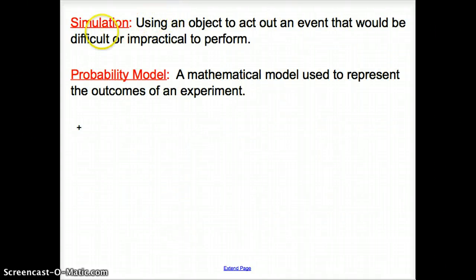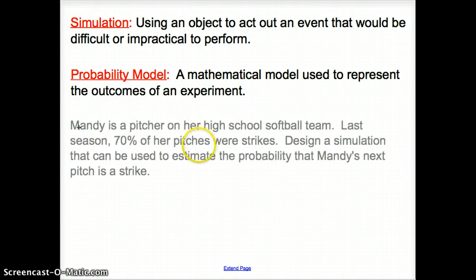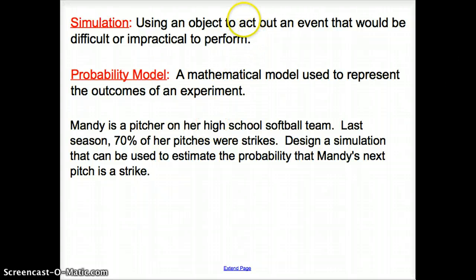Some more vocab words. A simulation is using an object to act out an event that would be difficult or impractical to perform. And then we have a probability model. That is a mathematical model used to represent the outcomes of an experiment. So let's dive more into these vocab words. With an example, here we have Mandy is a pitcher on her high school softball team. Last season, 70% of her pitches were strikes. Design a simulation that can be used to estimate the probability that Mandy's next pitch is a strike.